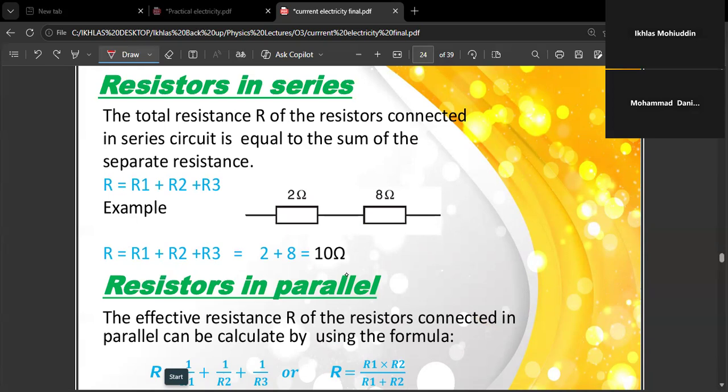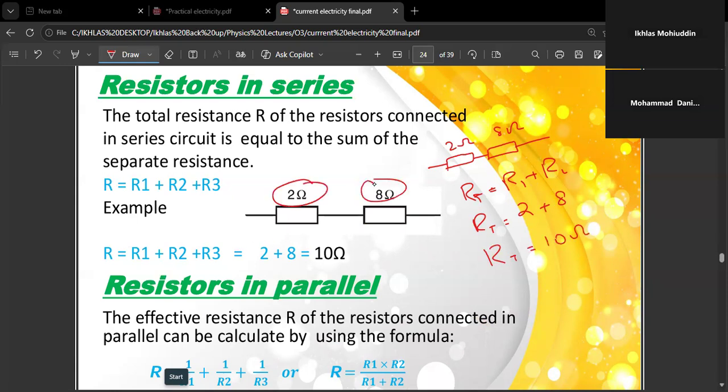So the circuit would be like this. It's 2 ohm and 8 ohm. The total resistance would be R1 plus R2, 2 plus 8, which would be 10, right? So we can directly add the values and get the total resistance.